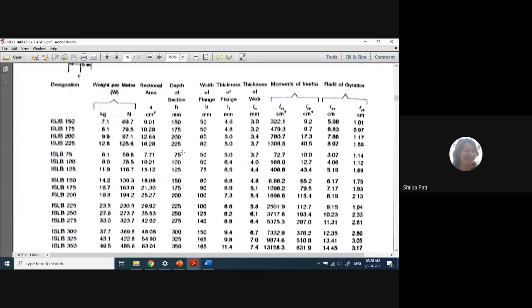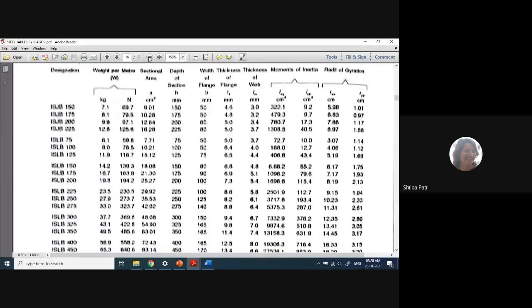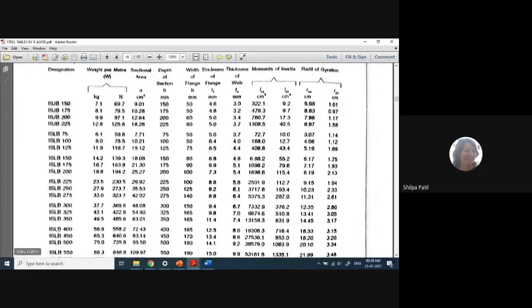Now the depth of the section is already included in its notation. Say for example, the first one, ISJB 150, indicates its overall depth. Then next is width of the flange, B. Third is thickness of the flange. Next is thickness of the web. So these values we will require for the calculation. So let us write down these values by referring the steel table, ISLB 450. So this is the row ISLB 450.